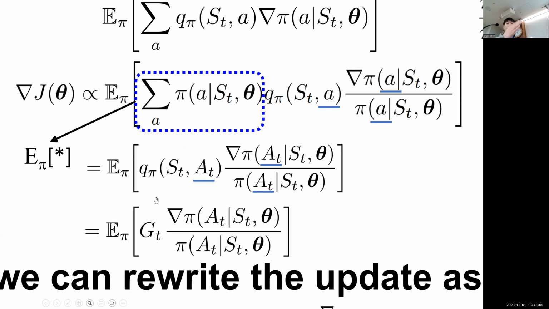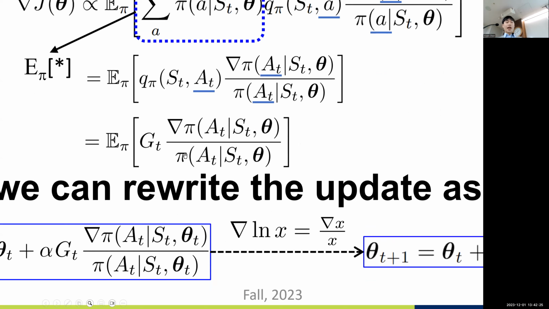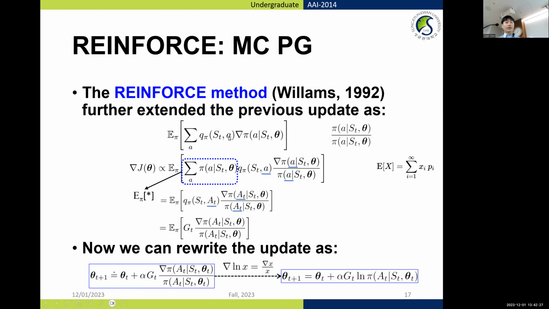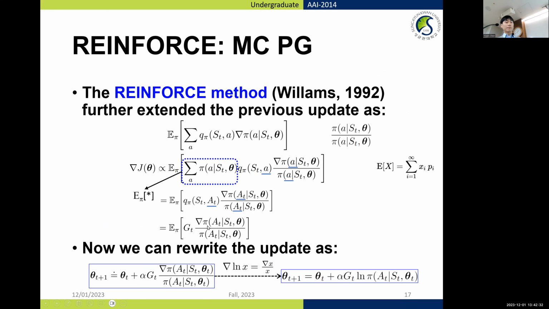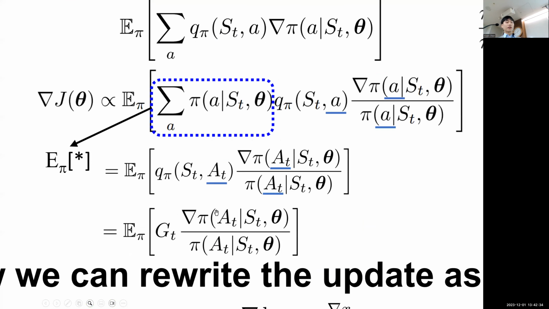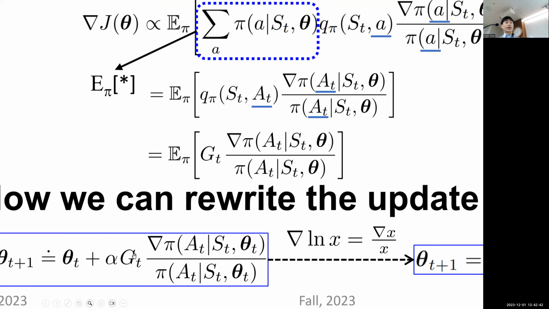If we consider the Monte Carlo method, the q_pi is just the return, the accumulated reward, right? So step by step, we put it to here. Now the shape becomes very concise, very simple. And with this shape, we can rewrite the update. The previous update was in this shape. Now we just use this part, G_t times the gradient of pi divided by pi, to do the update.